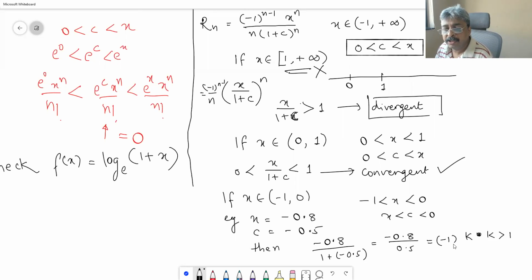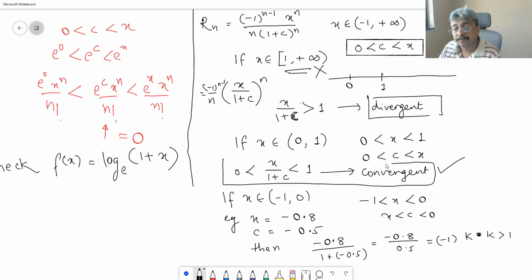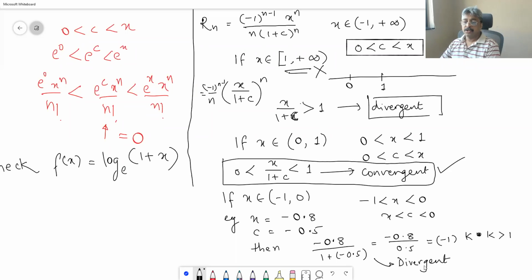And then it doesn't matter whether it is minus or plus, but if you take higher powers of this ratio, then it is not going to be convergent, so divergent. So even if one case fails, then we cannot say that it is always convergent. Understand this. Here we are creating a counter example where it is divergent. So if it is divergent, we cannot use it.